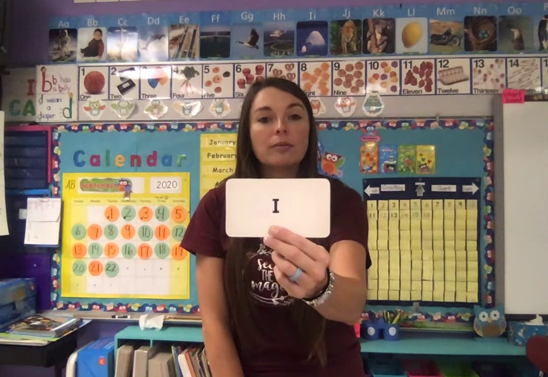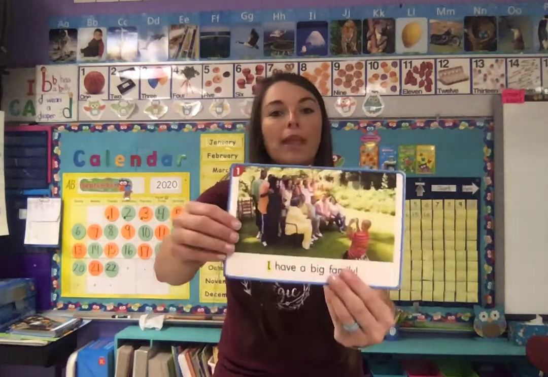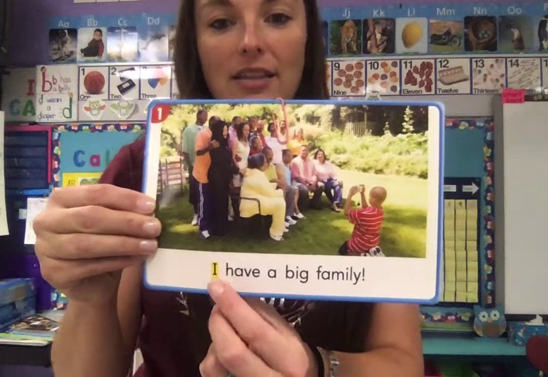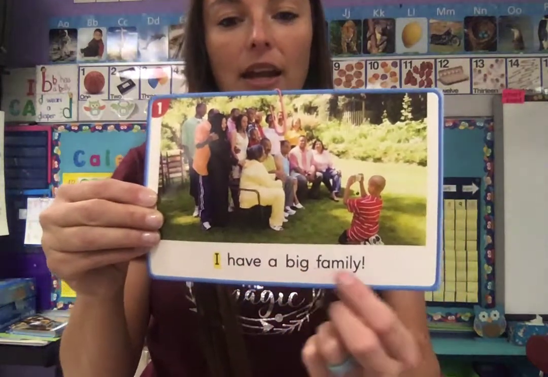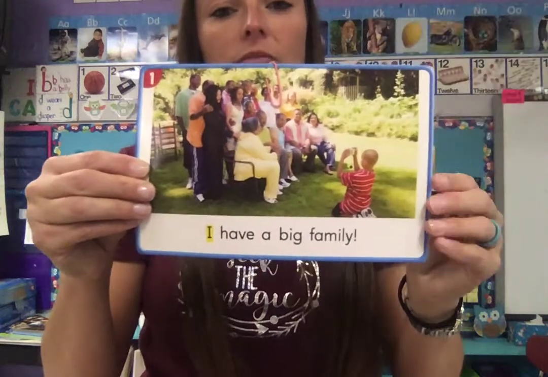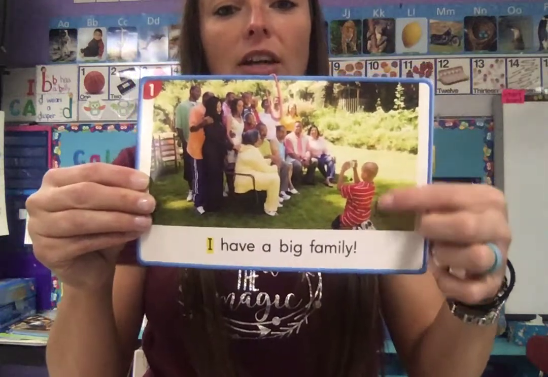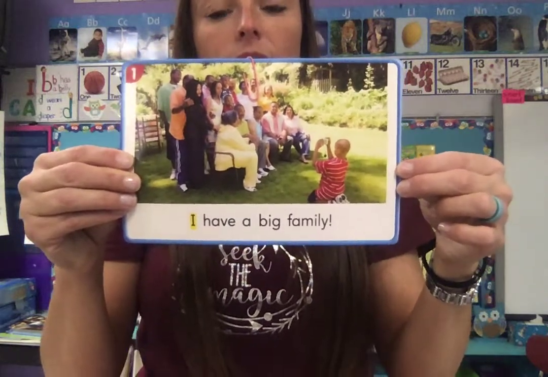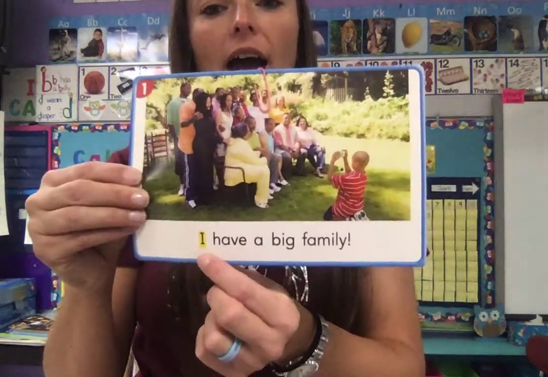Even if it's in the middle of a sentence, if you're using the word I, it will be an uppercase capital I. Okay, and remember I showed you the picture card and it had the word I right here highlighted and it says I have a big family. So there's the picture of the family. It's probably this little guy right here that's saying that sentence. He's taking a picture of his family. So there's the sight word I.